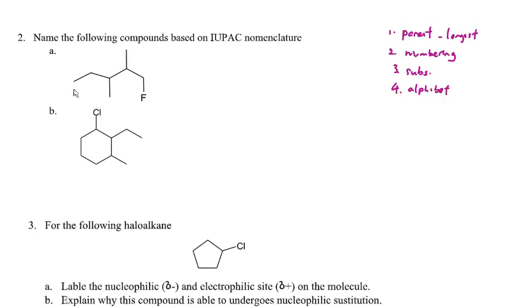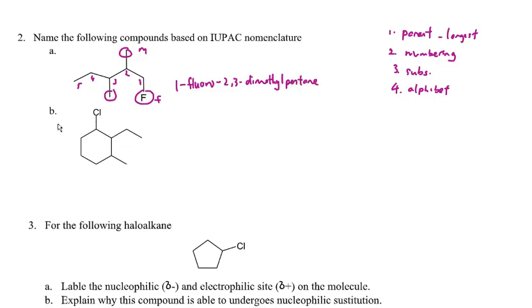Looking at the structure over here, if we start from the carbon bearing the fluorine as carbon number 1, 2, 3, 4, 5, we can see this is our longest carbon chain. Therefore the parent name is pentane. At carbon number 1, we have the fluorine as our substituent, starting with the letter F. At carbon number 2 and carbon number 3, we have methyl groups, starting with the letter M. Following the alphabet, F comes first before methyl. So 1-fluoro-2,3-dimethyl, because there are 2 methyl groups, followed by the parent name pentane.